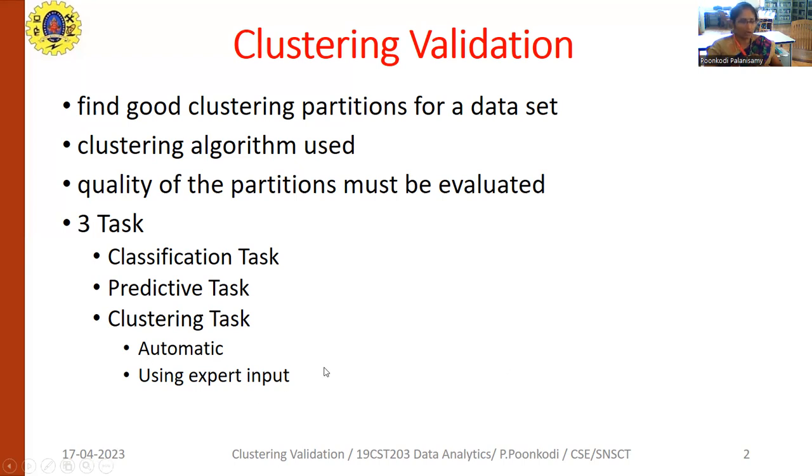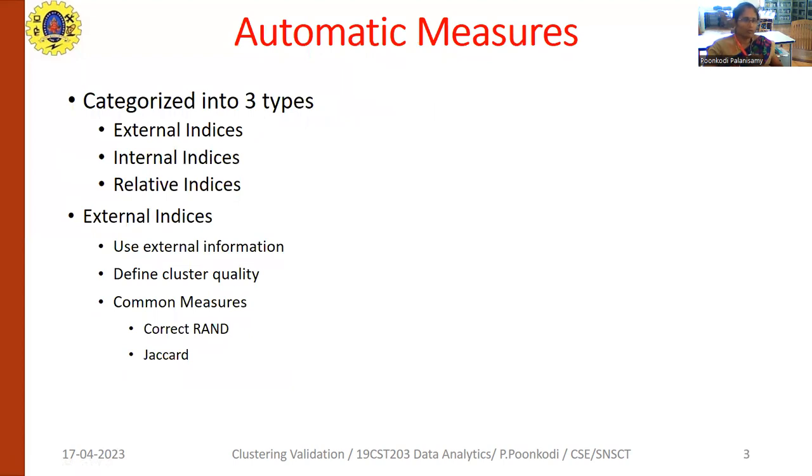First, we will go with the automatic measures. The automatic measures are categorized into three types: external indices, internal indices, and relative indices. External indices means we get input from expert members or external members, and through that we define the cluster quality. Here we use two common measures, Correct Rand and Jaccard, to evaluate the external indices.